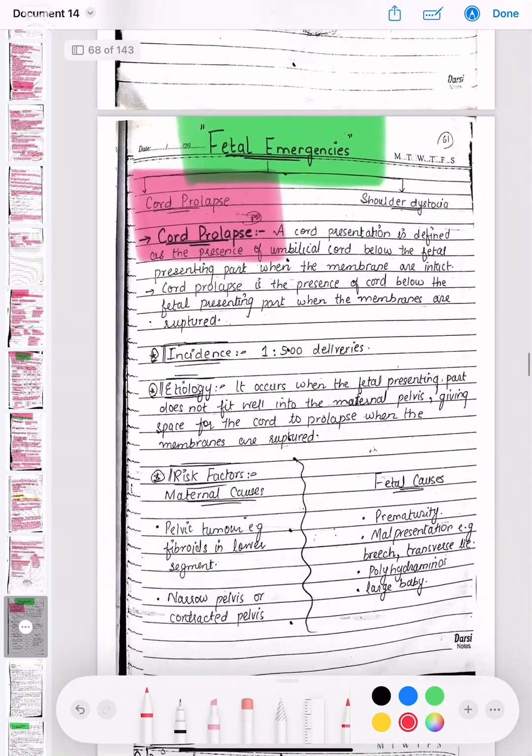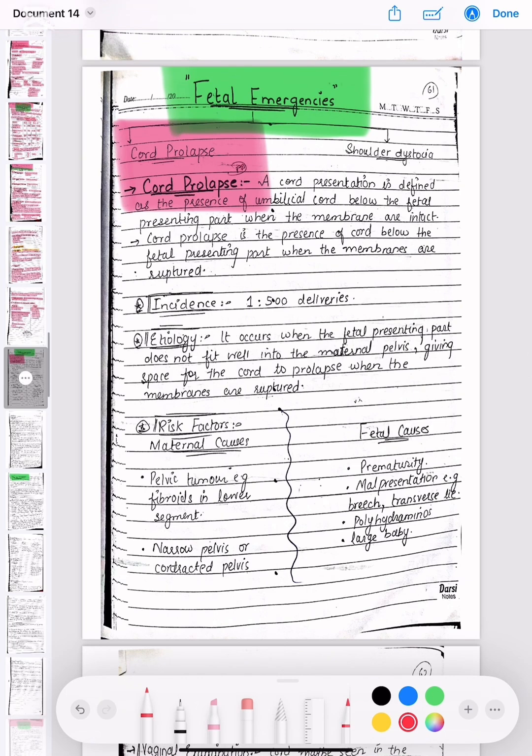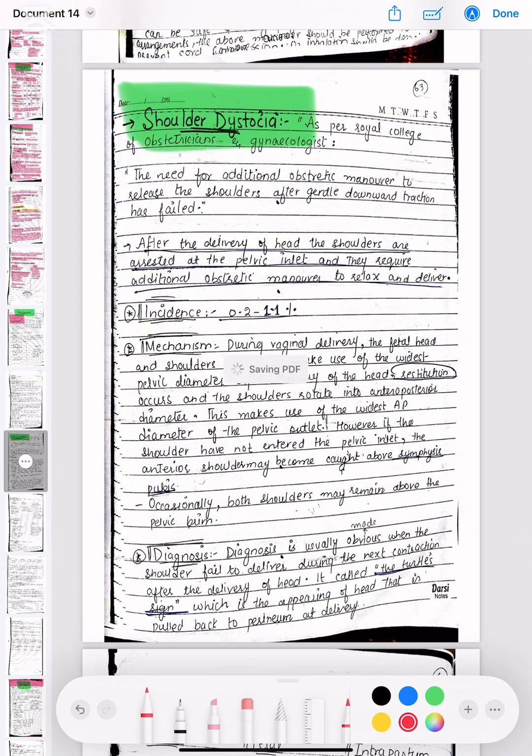In the next video, we will discuss the fetal emergencies, that is cord prolapse and then shoulder dystocia.